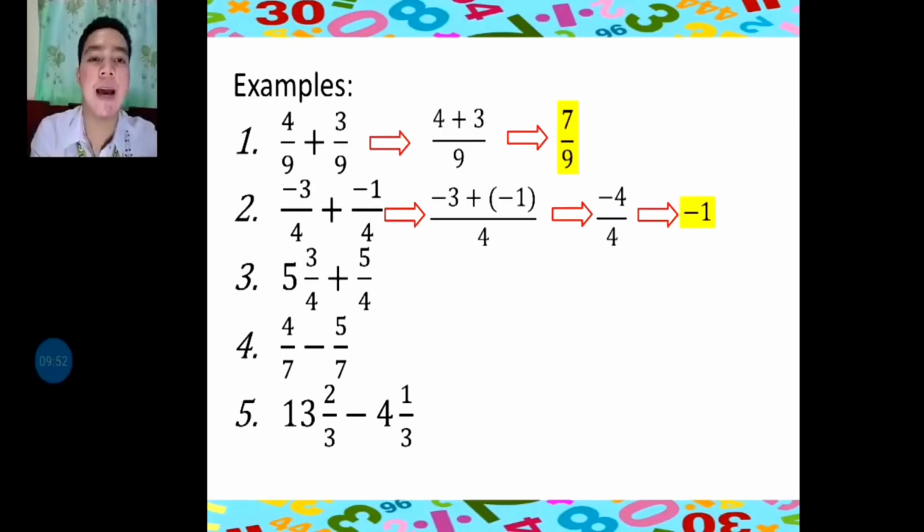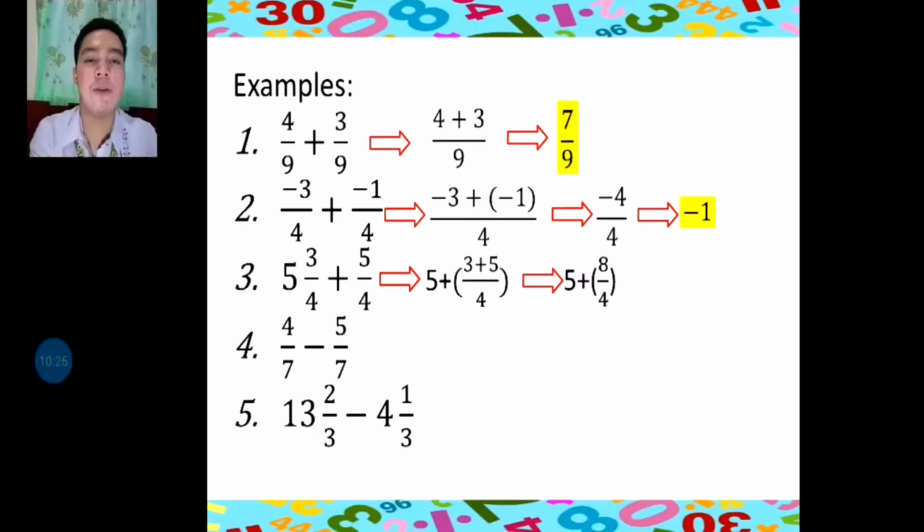For number 3, we have 5 and 3 over 4 plus 5 over 4. We have to copy the whole number 5 since we don't have a whole number on the second fraction. So 5 plus the numerators, 3 plus 5, over the denominator 4. Our answer will be 5 plus 8 over 4. So 8 over 4, we can simplify that, and that is 5 plus 2, and our answer will be 7. So we came up with a whole number.